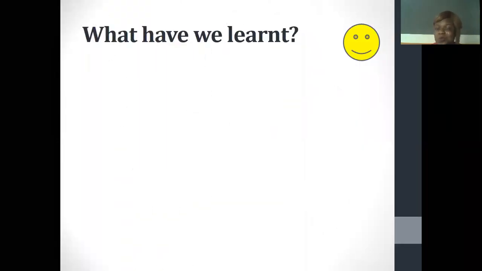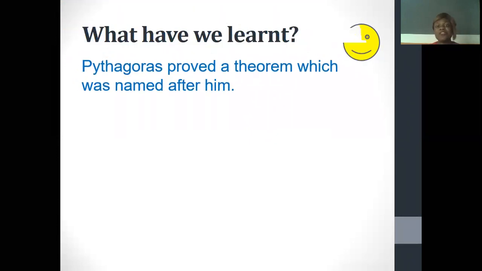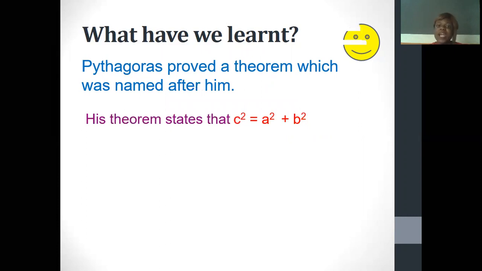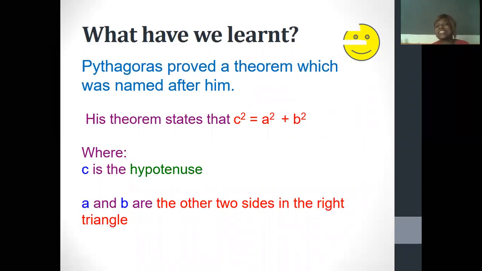So let's summarize what we have learned. First of all, Pythagoras proved the theorem, which was named after him. We all agree with that. And his theorem states that c squared equals a squared plus b squared, or you can say a squared plus b squared equals c squared. Either way is fine. Where c is the longest side, which is the hypotenuse, and a and b are the other two sides in the right triangle. So you need to know what exactly C, A, B stand for. You need to remember that. It's very simple.